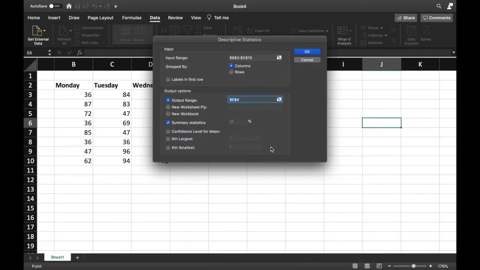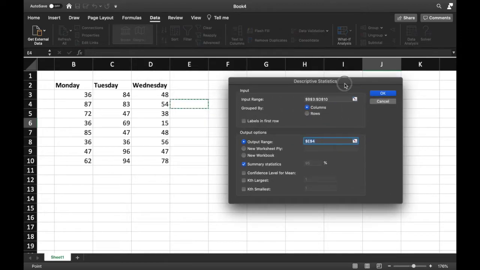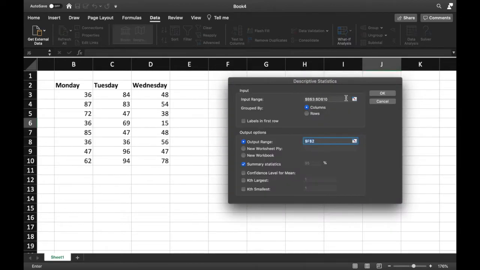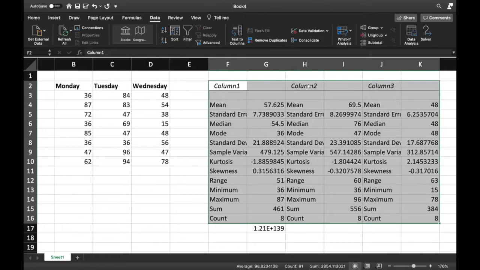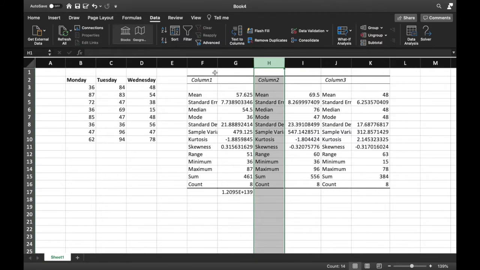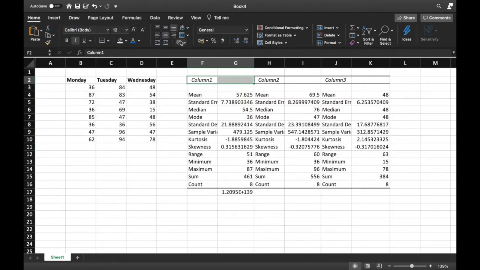Now the next part is the output range. It means the cell where you would want the output to come out. So let's say we just want to put it here beside our data sets. And then we click Summary Statistics. It's up to you if you want to add here a confidence level, etc. So we press here, OK. And this is what comes out. So we have 3 columns corresponding to the 3 data sets. Let's say this one is Monday, and then we have here Tuesday, and then the last one is Wednesday.